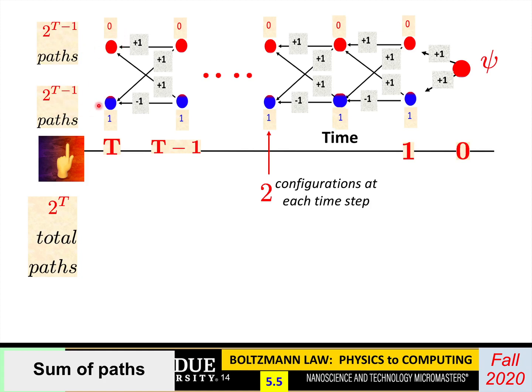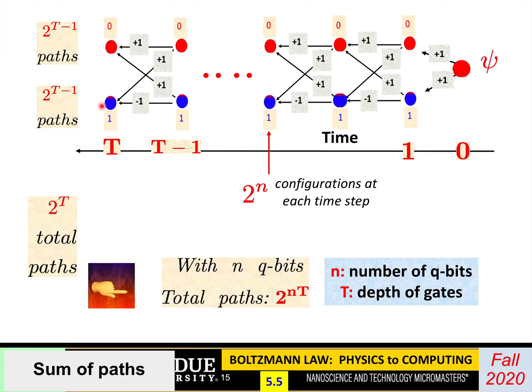The other half end up at 1. Now, if you had n qubits, here it's just 1 qubit, but supposing you had n of them, then you see at every time step you'd have 2 to the power n configurations. And so now the total number of paths would be 2 to the power nt. So that's the number that determines how many paths you have: how many qubits, and then how many time steps, or what is the depth of the gates.